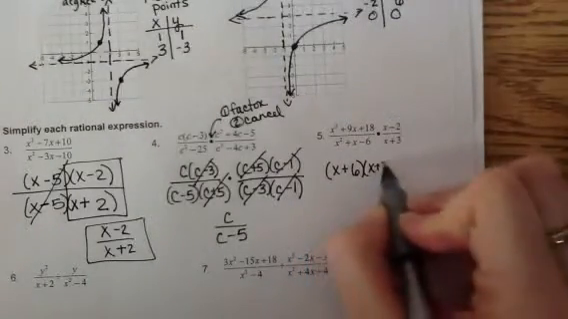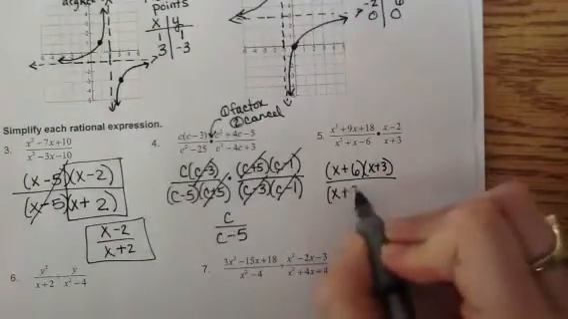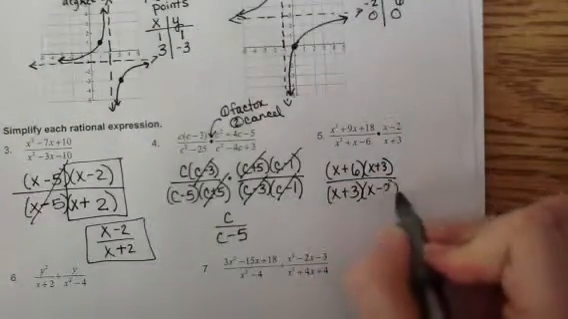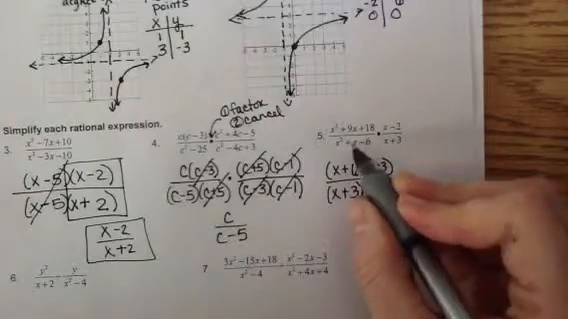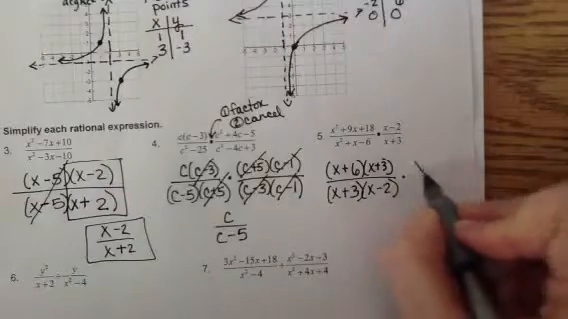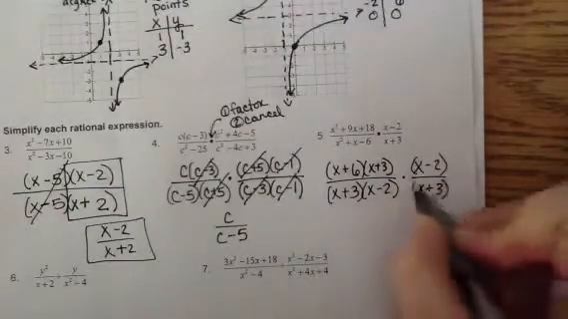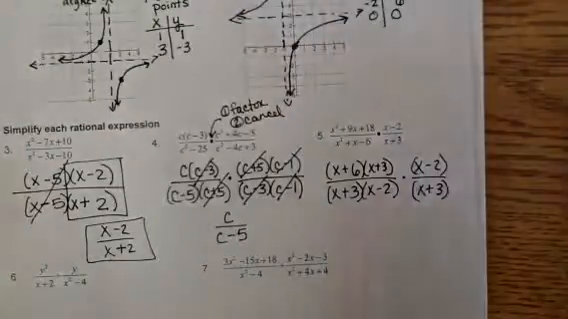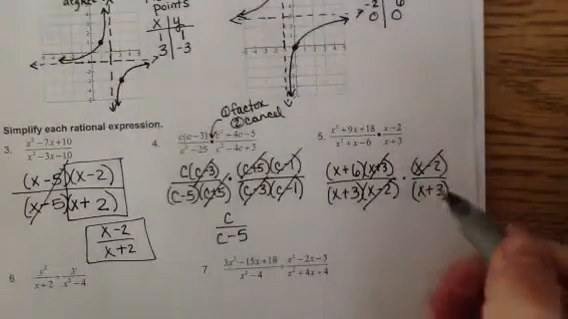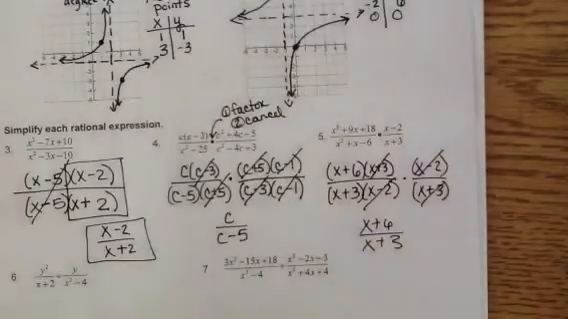X plus 6, x plus 3, that multiplies to be 18, adds to be a 9. X plus 3, x minus 2, multiplies to be a negative 6, adds to be a positive 1x. The second part is already factored. It's already binomials. Just put some parentheses if you need to. These cancel, these cancel. X plus 6 over x plus 3.